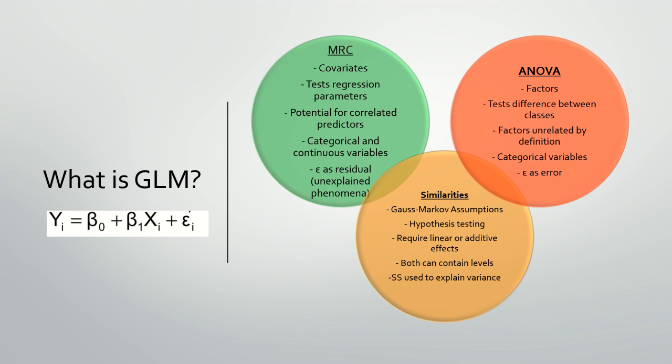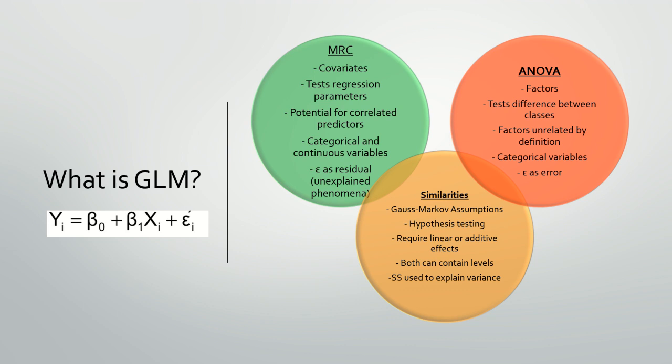The most important difference between these two is how they treat the epsilon value in the equation. In regression, it's treated as a residual or unexplained phenomenon that should be analyzed to see how well the data fits or doesn't fit the model, whereas in ANOVA, epsilon is seen as an error, which is merely pure noise. And ANOVA also assumes that our factors are independent and unconfounded.